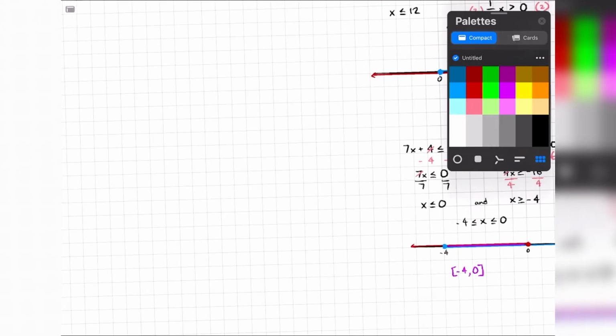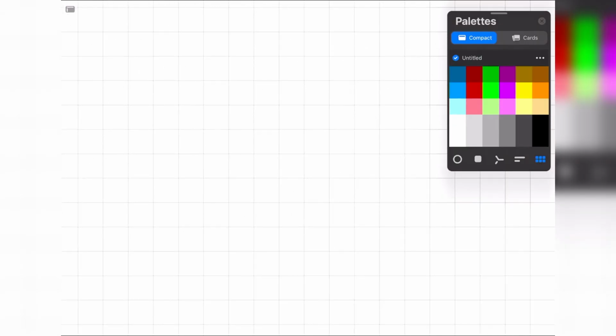For the next question, we have, oh, this is a word problem. Okay, well, I'm not going to do word problems here.